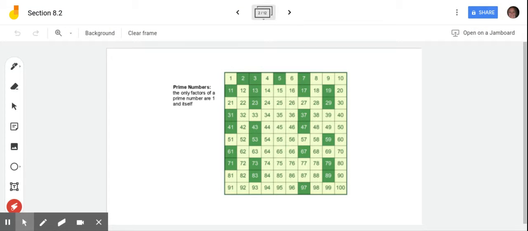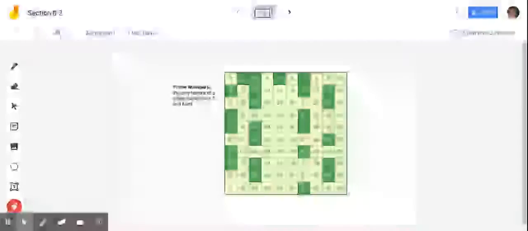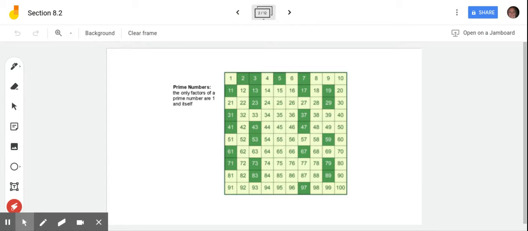So when you're simplifying radicals, you want to take note of what prime numbers are. Prime numbers are numbers that only have factors of 1 or itself. All of the numbers highlighted in dark green are prime numbers because I can't divide them by anything except 1 and themselves. So 13 is a prime number because I can't multiply any numbers except 1 and 13 to get 13. 59 is a prime number because I can't multiply any numbers except 1 and 59 to get 59.